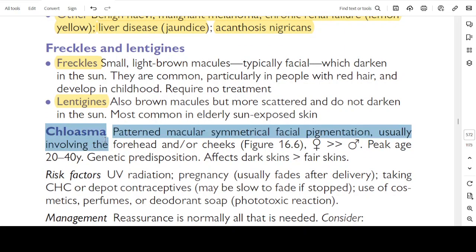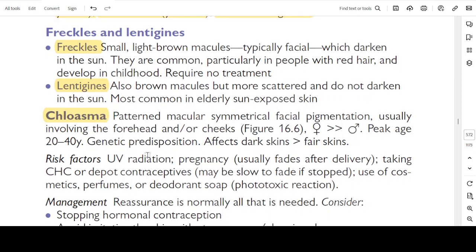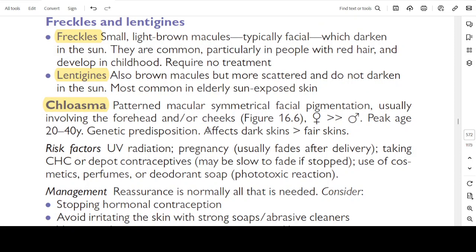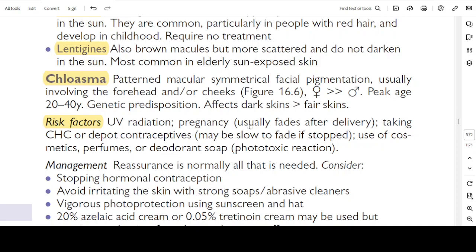Melasma. Patterned macular symmetrical facial pigmentation usually involving the forehead or the cheeks. Females more than males. Peak age is 20 to 40 years. There is a genetic predisposition. It affects dark skin more than fair skin. Risk factors for melasma are UV radiation, pregnancy, which usually fades after delivery, and taking combined hormonal contraceptives or depot contraceptives, which may be slow to fade if stopped. Also use of cosmetics, perfumes or deodorants, soap, and phototoxic reactions.